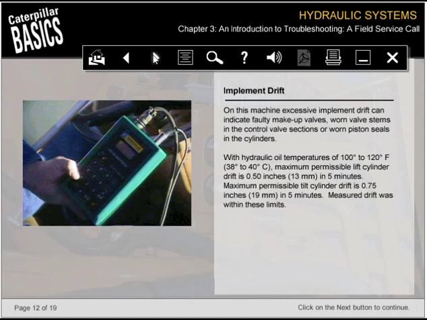On this machine, excessive implement drift can indicate faulty makeup valves, worn valve stems in the control valve sections, or worn piston seals in the cylinders. With hydraulic oil temperatures of 100 to 120 degrees Fahrenheit, 38 to 40 degrees centigrade, maximum permissible lift cylinder drift is 0.50 inches, 13 millimeters, in 5 minutes. Maximum permissible tilt cylinder drift is 0.75 inches, 19 millimeters, in 5 minutes. Measured drift was within these limits.